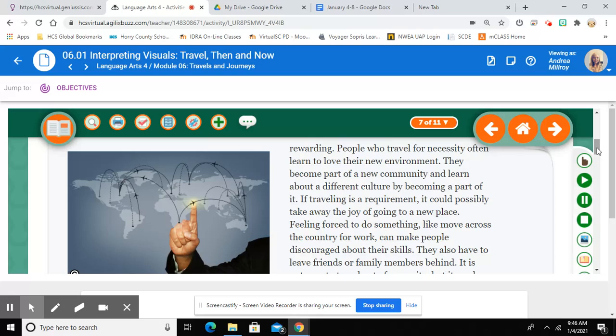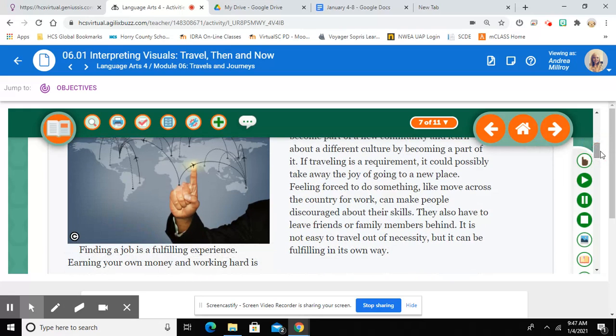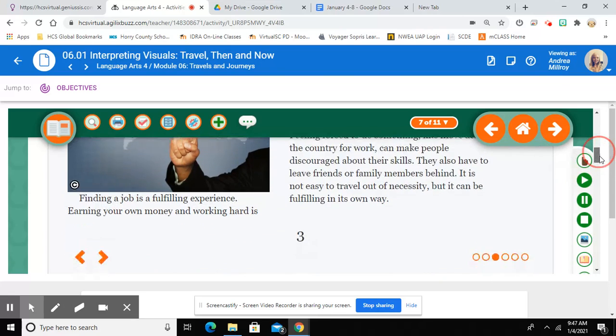If traveling is a requirement, it could possibly take away the joy of going to a new place. Feeling forced to do something, like move across the country for work, can make people discouraged about their skills. They also have to leave friends and family members behind. It is not easy to travel out of necessity, but it can be fulfilling in its own way.